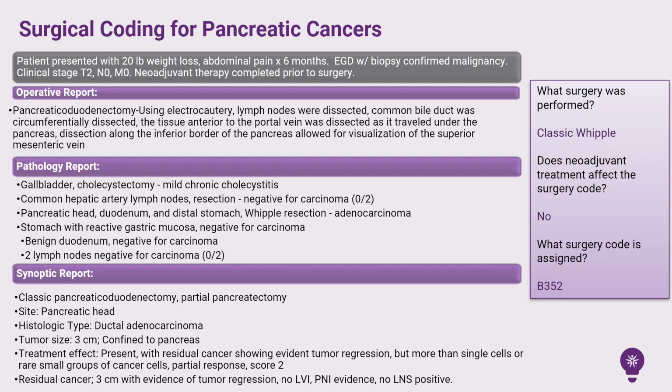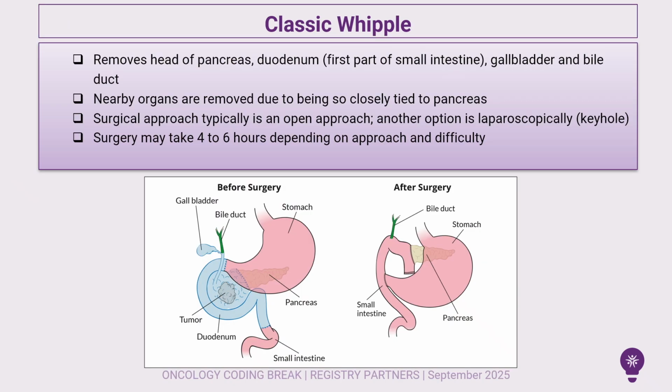This is a classic Whipple surgery, and neoadjuvant therapy does not affect the surgery code assigned. The surgery code from the STORE manual would be B352. So a classic Whipple removes the head of the pancreas, the duodenum, the first part of the intestine, the gallbladder, and the bile duct.